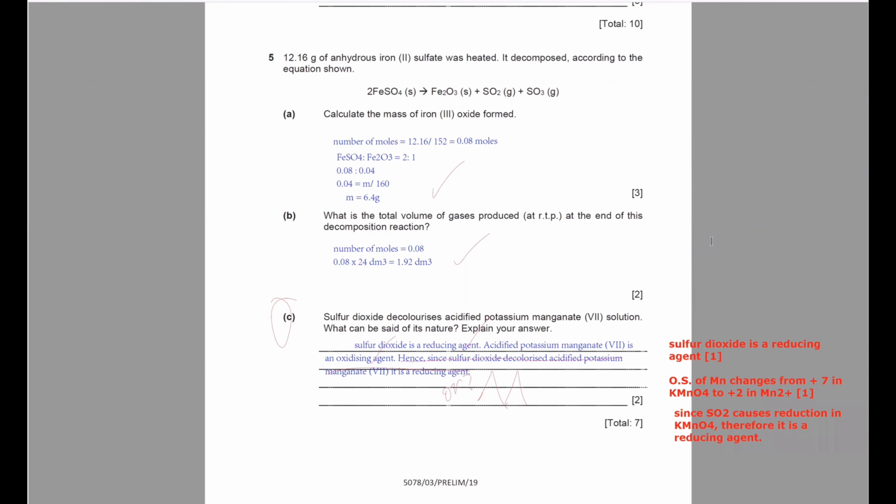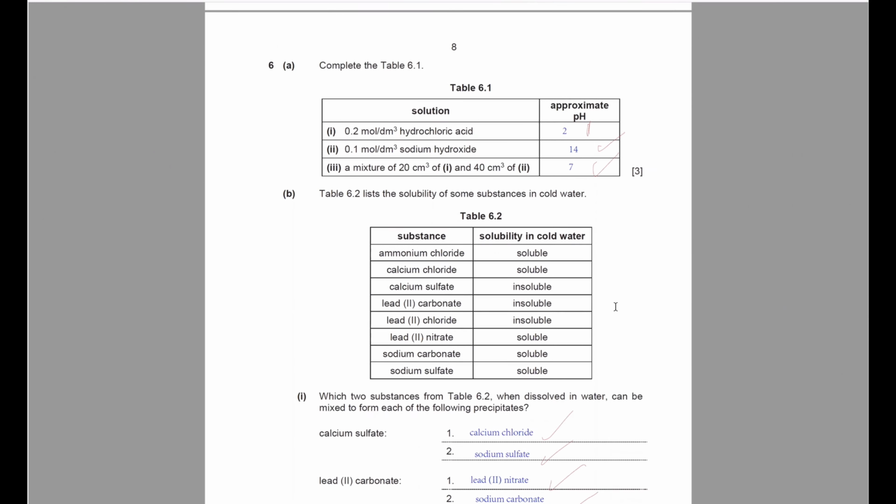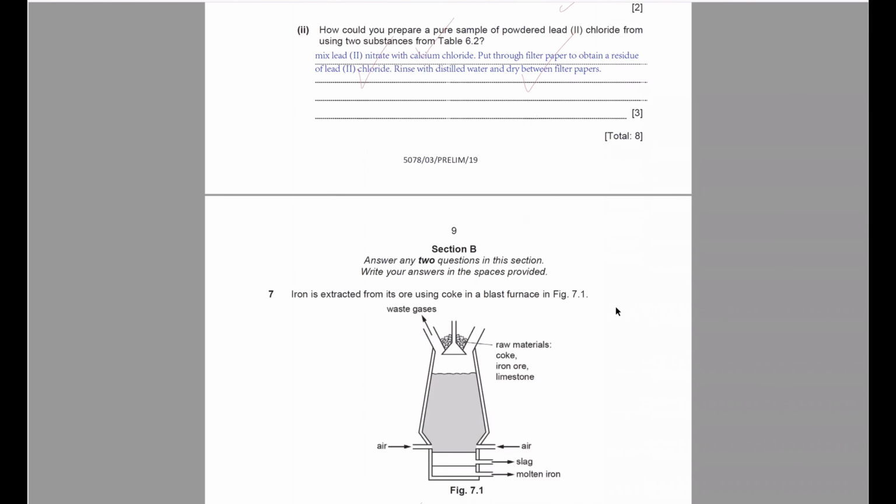I will word my answer in this manner. 6A, then you have part 1, then they ask for the approximate pH value of hydrochloric acid. I think pH 1 is better. I mean, not saying that your answer is exactly wrong. That's just what I have to add on.